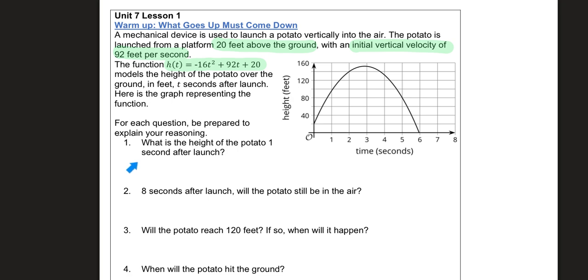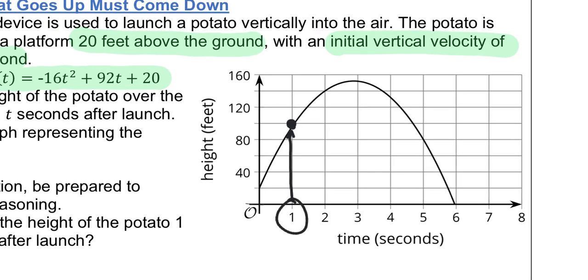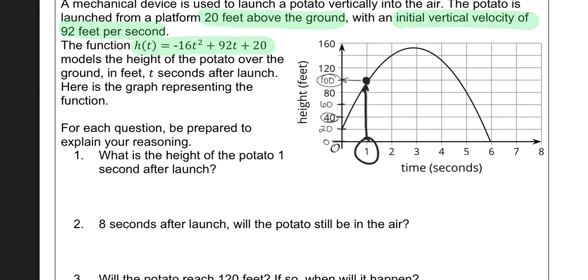What is the height of the potato 1 second after the launch? We can look at 1, go up on our graph and see that the point is right here. We need to make sure we understand our scale. We have 0 down here, then a tick mark, and then 40. So that means this tick mark has to be 20, this would be 60, and this would be 100. So that is the height of the potato after 1 second. We could say 100 feet.